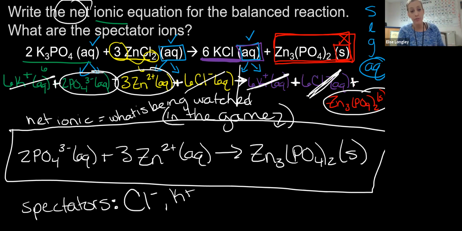Anything you cross off is a spectator. Anything you don't cross off is in the game, is in the reaction. It's participating in the reaction. Those are the net ionic equation. So if it's not in the net ionic equation, it's a spectator. Does that answer your question for the person who DM'd me?